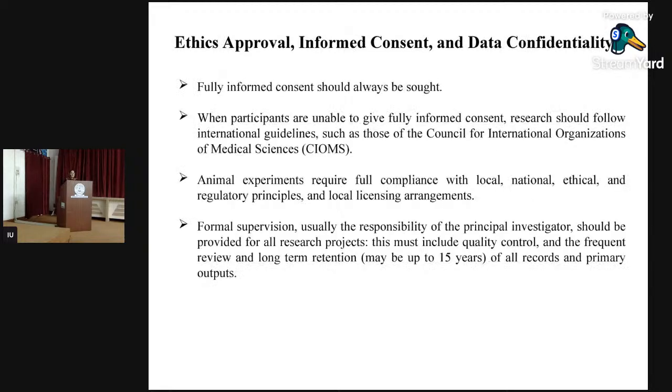Fully informed consent should always be sought. So what do you understand by fully informed consent? What is informed consent?